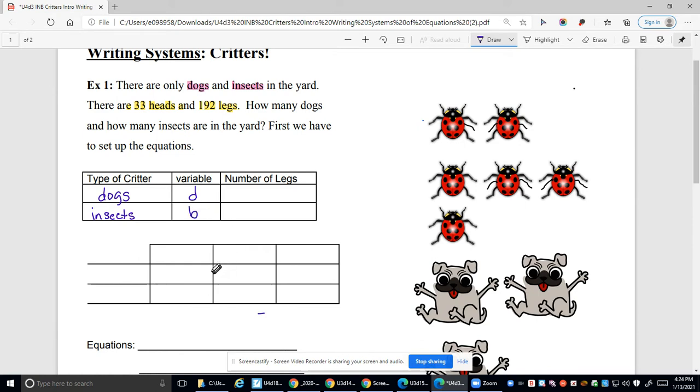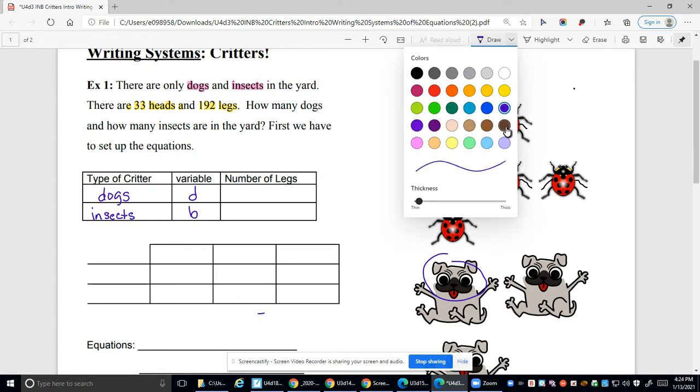Okay? Now, something that we need to consider when we're talking about legs and heads, okay? We need to consider how many heads are on each animal, and how many legs are on each animal. Now, for the heads, it's just one head, right? Like, there's one head, and there's another head, right? So each of them have just one head. So that in and of itself is not enough to help us solve this problem.